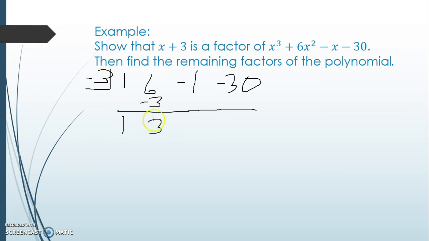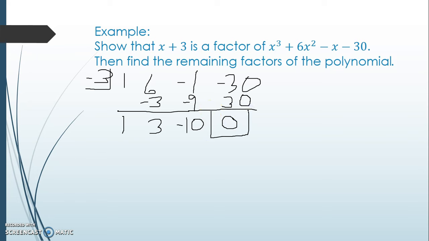So then negative 3 times 3 is negative 9. And then negative 1 plus negative 9 is negative 10. And last step, negative 3 times negative 10 is positive 30, and negative 30 plus 30 is 0. Now remember this last number at the end, between our line and our box, is 0. That is our remainder.